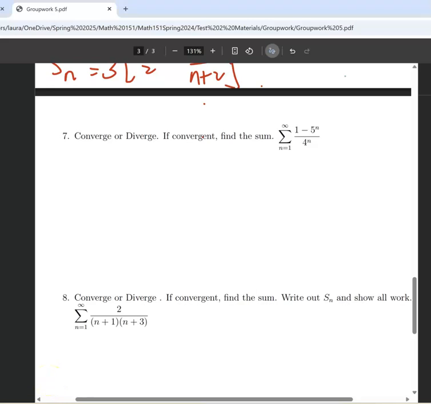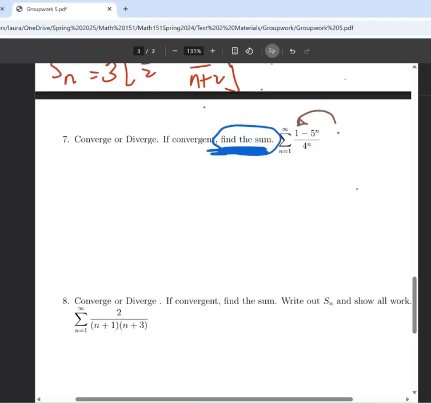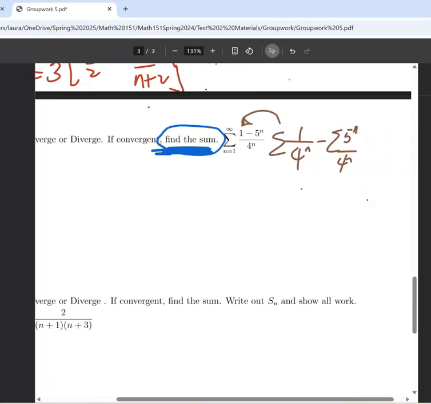Get to a quiz or a test, if it says find the sum, put a circle around it to remind yourself to find the sum. So if it says find the sum, it's geometric or telescoping. Of course, this is geometric. So I know I need to separate this to two separate sums. Oh, wait a second.